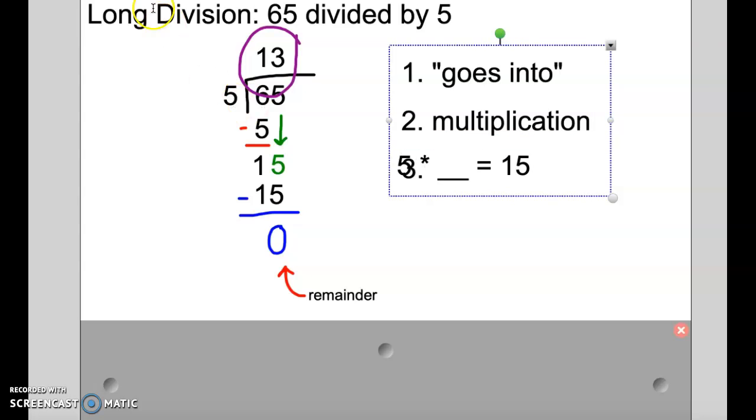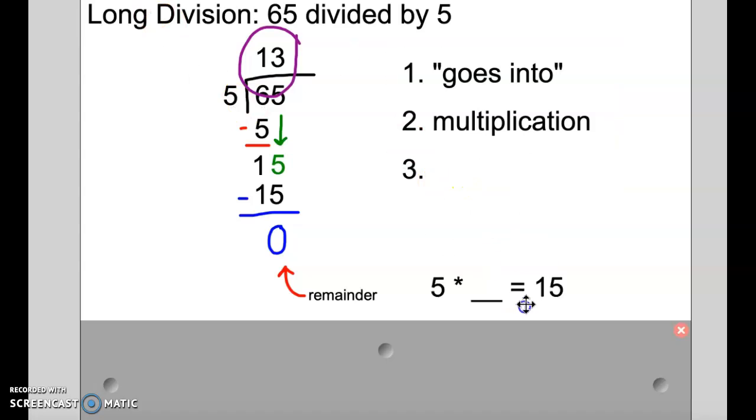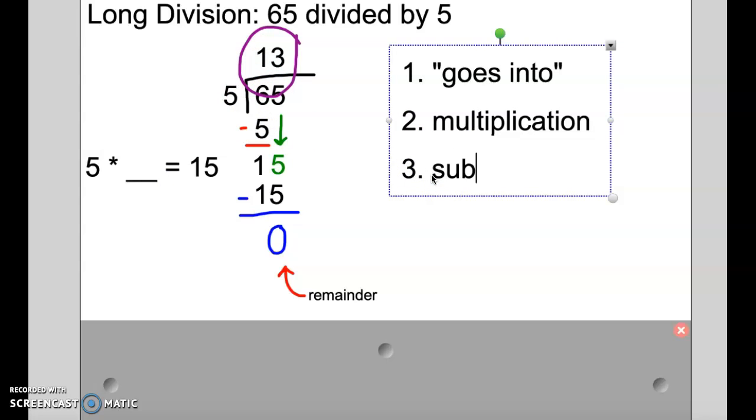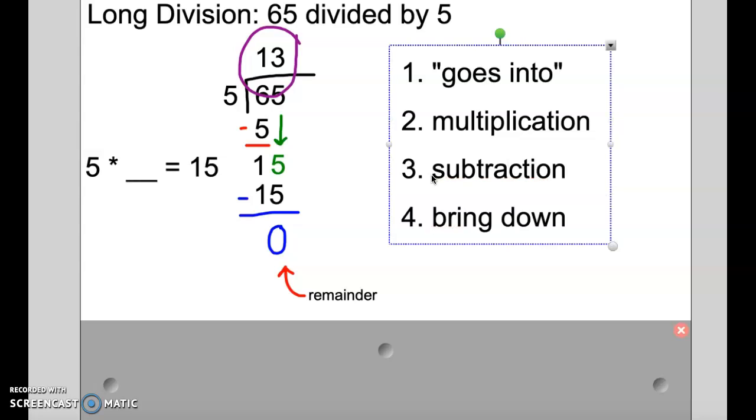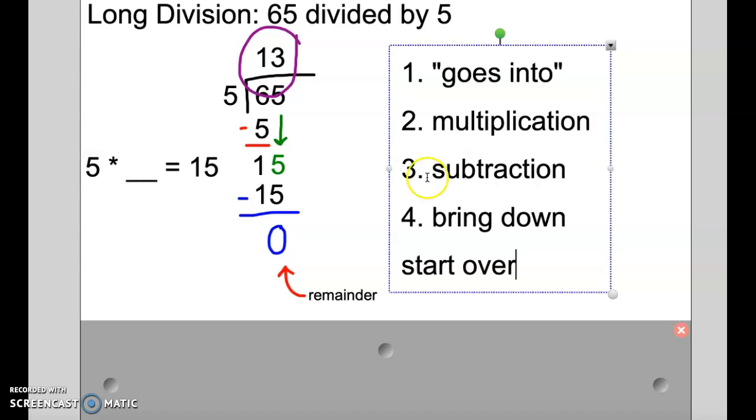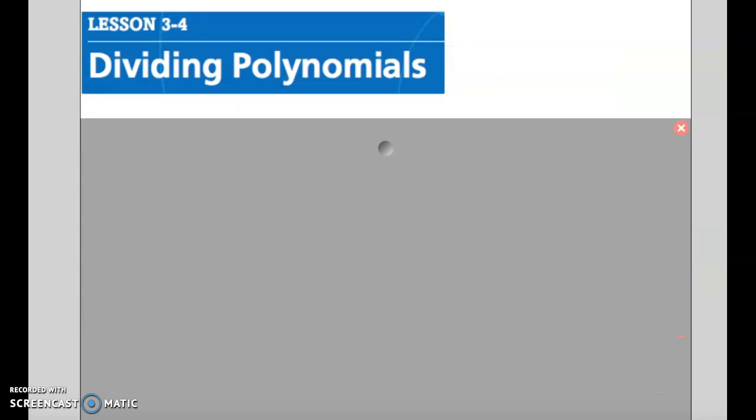And then my third step, that's when we do subtraction, right? I do 1 times 5 is 5. Then we do subtraction. And then this is a step we forget a lot. We have to remember to bring down, and then we start over, right? 5 goes into 15 how many times? 3. Then I multiply, subtract, bring down. So let's remember these same steps because now we're going to go into 3.4, dividing polynomials.